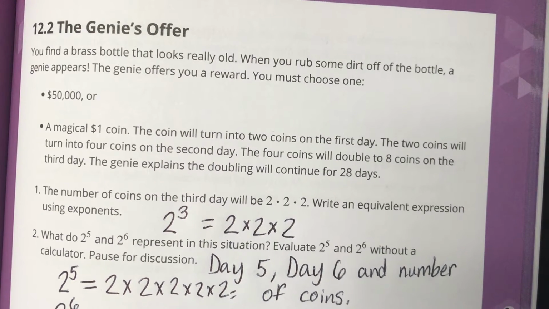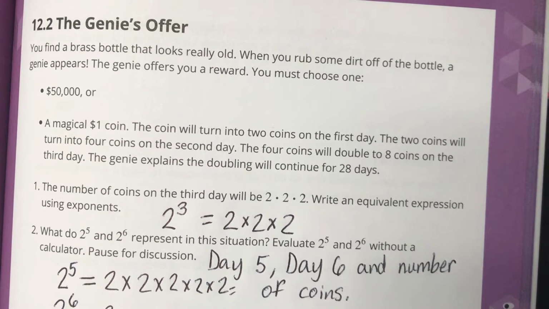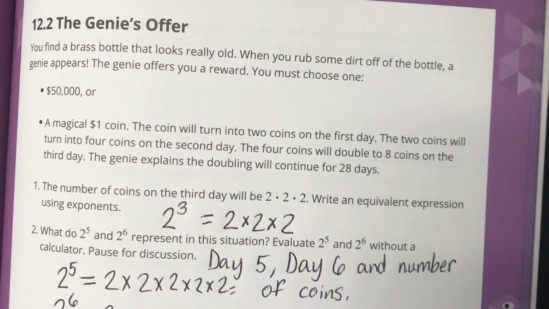All right, now, so we're going to go through lesson 12. So you find a brass bottle that looks really old. When you rub some dirt off of the bottle, a genie appears. The genie offers you a reward. You must choose one, 50,000 or a magical $1 coin.